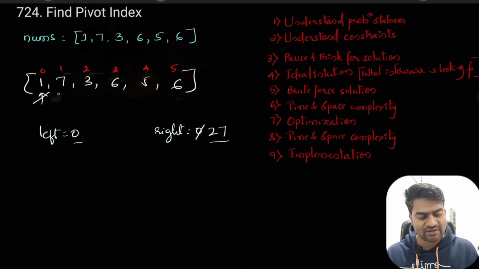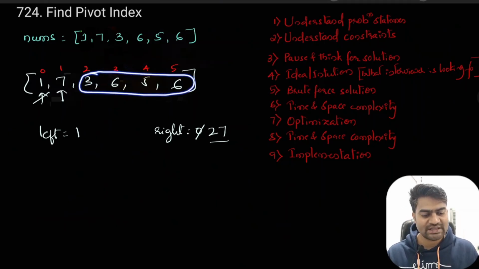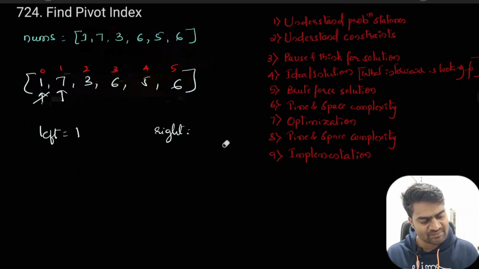So now what I will do, I will move to the next number. Okay, now if I move to next number, my prefix sum will be the sum of only one number, which is going to be 1 here. So it is going to be only 1. Now my suffix sum is going to be sum of all these numbers, which is going to be 3 plus 6, 9, then 14, then 20. So 20. If you see, my left value or prefix sum and suffix sum is not equal. So what I will do, this is not my pivot index.